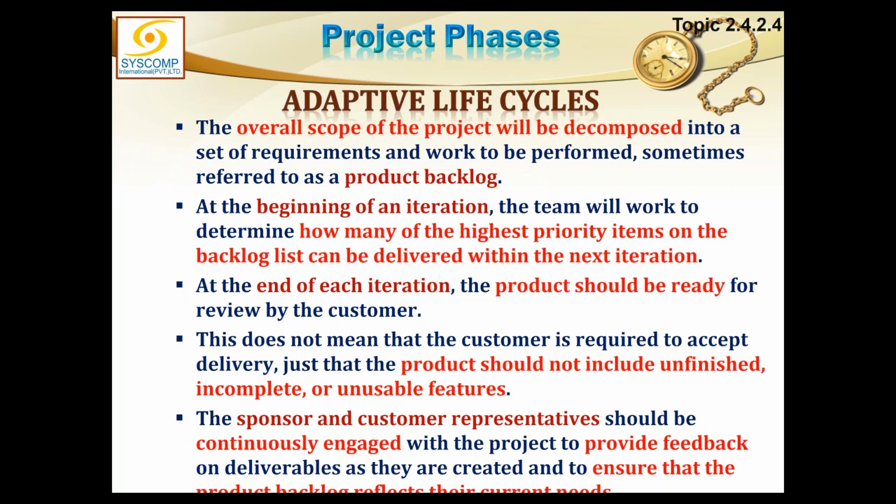The overall scope of the project will be decomposed into a set of requirements and work to be performed, sometimes referred to as a product backlog. Now, I don't know if you are getting this, but what it says is, you do have an overall scope of the project, which might not be very clear. It might be highly uncertain. Even the customer can't define his scope very well. But he has given you a general picture.